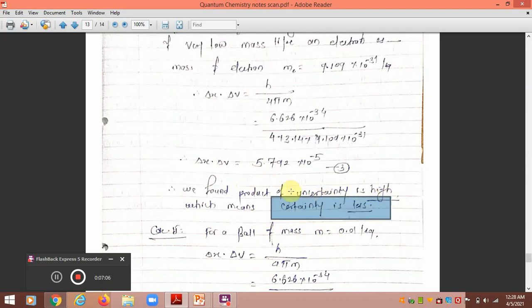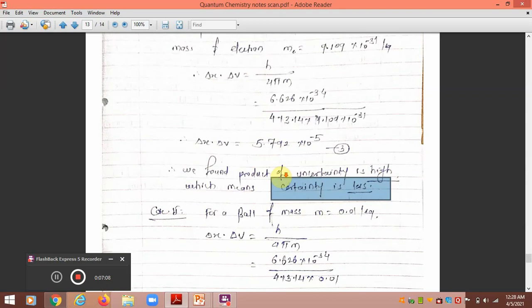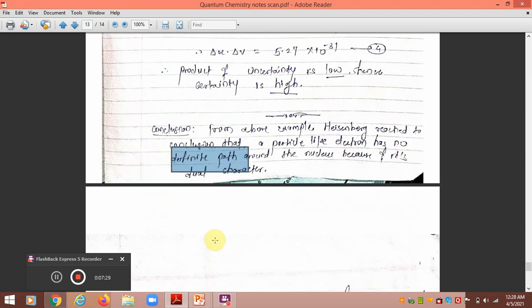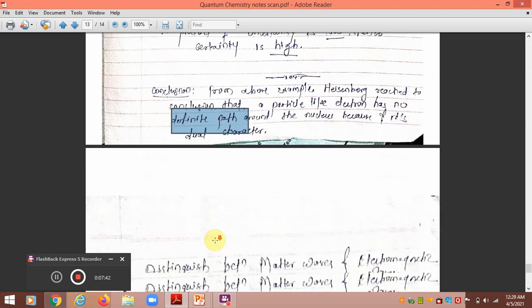So we cannot define the exact position in the case of a microscopic particle. The conclusion drawn from these two examples is that Heisenberg reached the conclusion that particles like the electron have no definite path. We cannot define a particular path for the microscopic particle around the nucleus because of its dual nature. It shows particle nature as well as wave nature. That's why we cannot define the correct position or the definite path of the moving electron around the nucleus, because of its very negligible mass and its dual character, particle and wave.